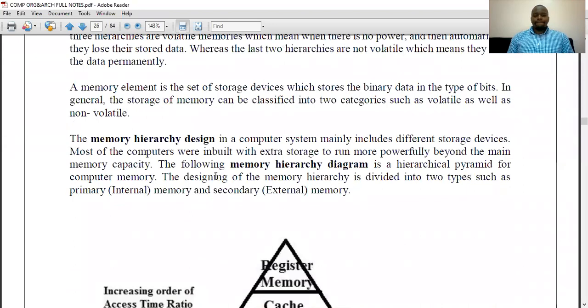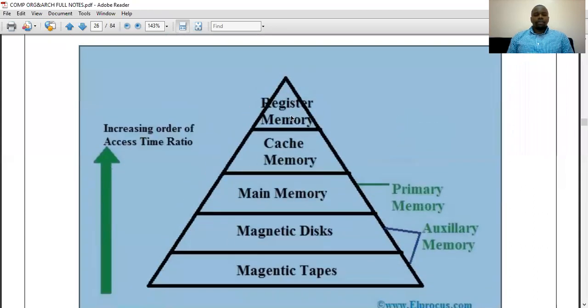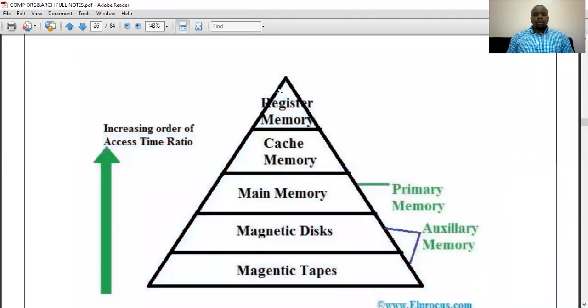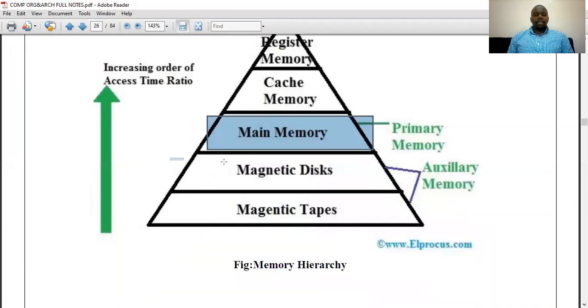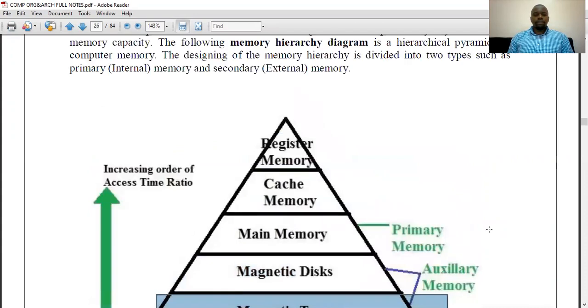Okay. So in the memory hierarchy, this is how it is normally perceived. It's normally perceived as a pyramid or a triangle. Let's talk about a memory hierarchy pyramid. At the top there are the registers, followed by the cache memory, followed by the main memory, or what we call the RAM and the ROM, then the magnetic disks, then the magnetic tapes.